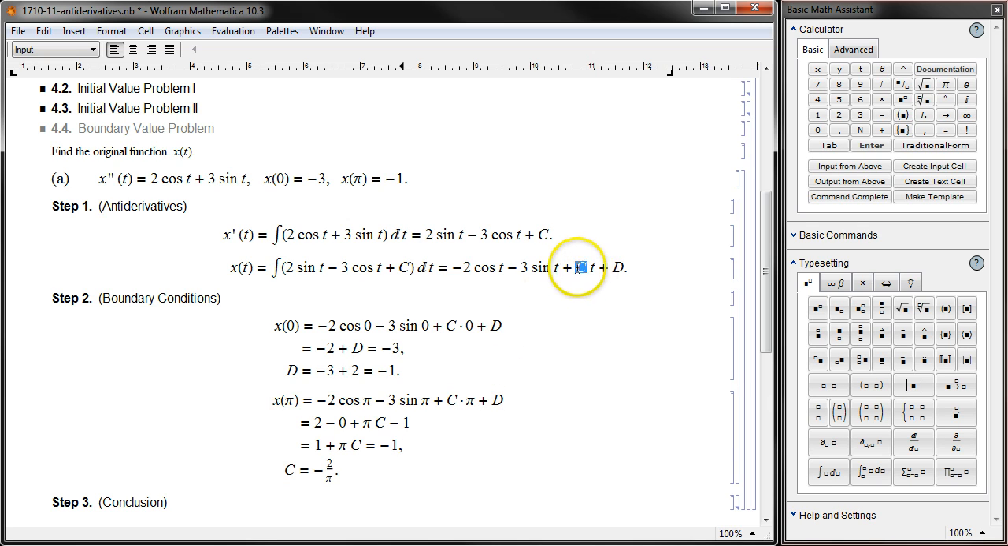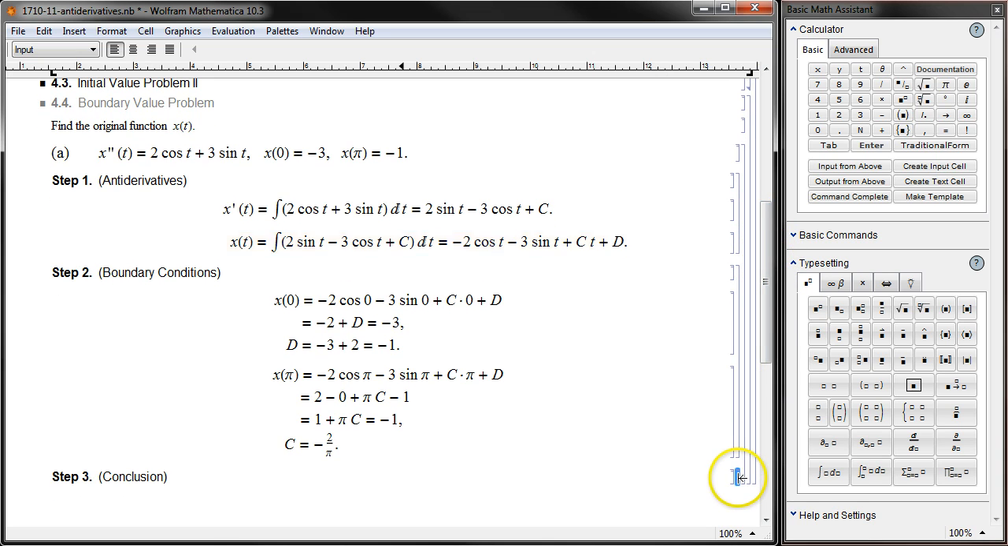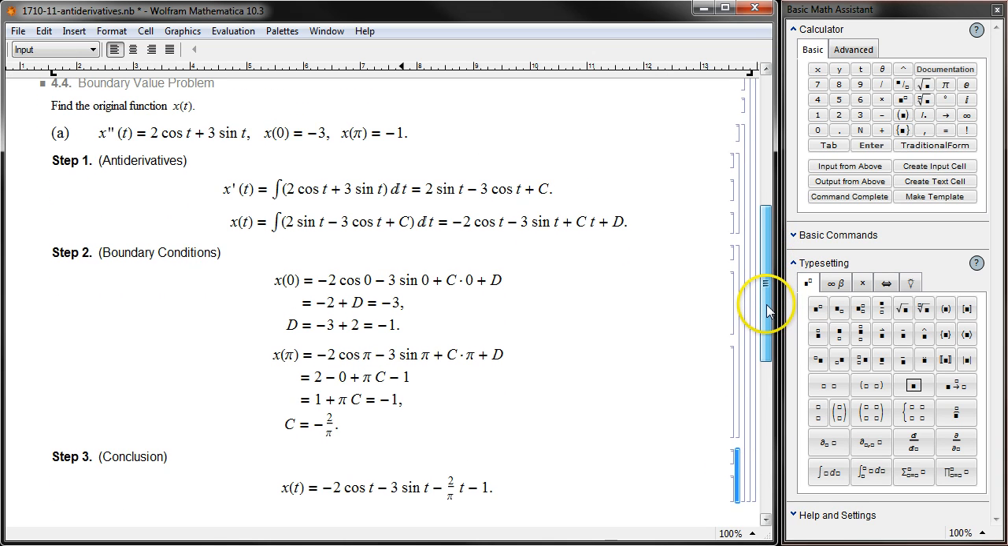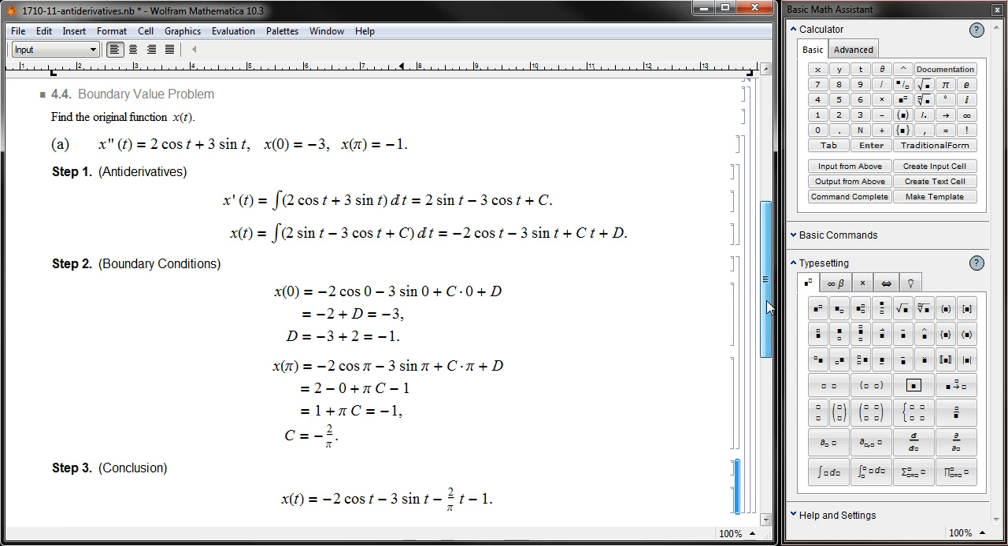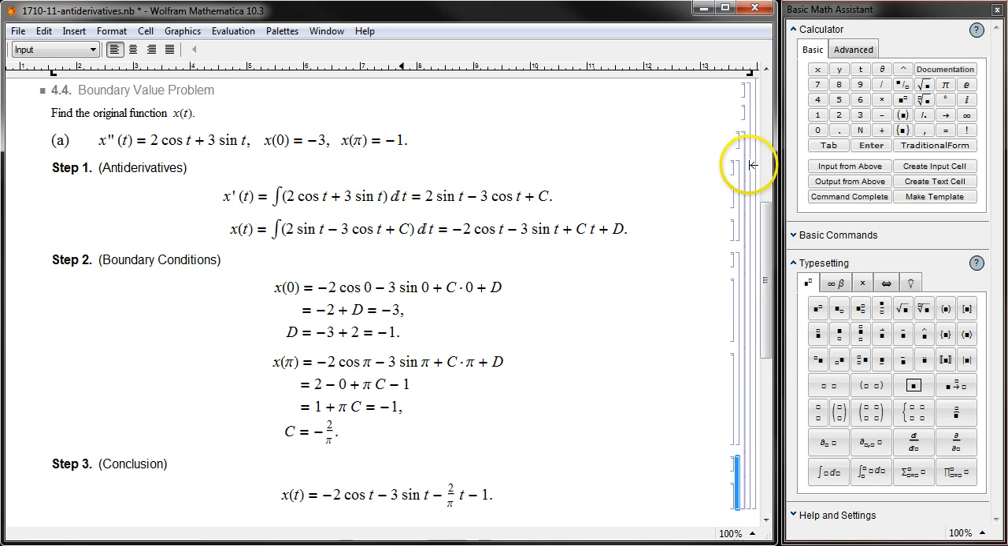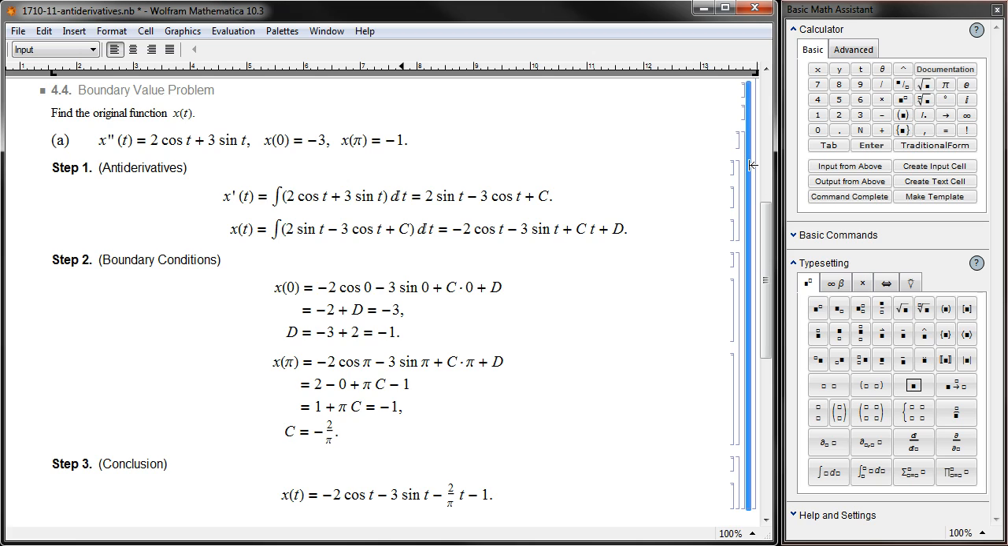So we get the c value and we get the d value, put everything together, and we have the antiderivative function. This kind of problem is called a boundary value problem. A little bit advanced, but here we go.